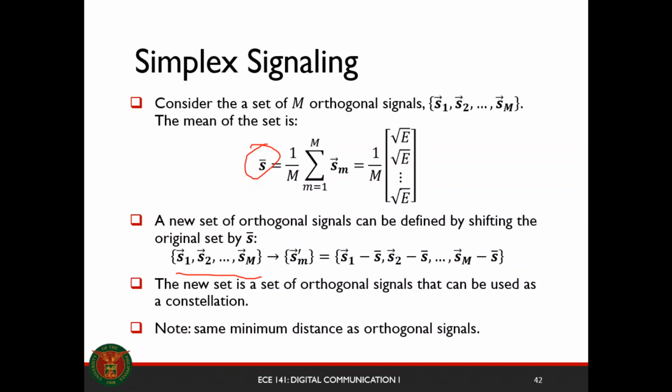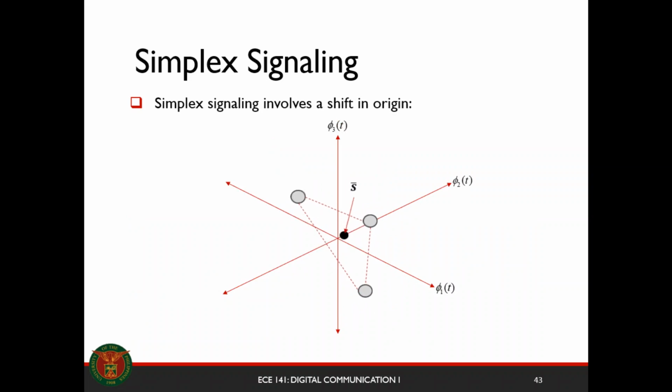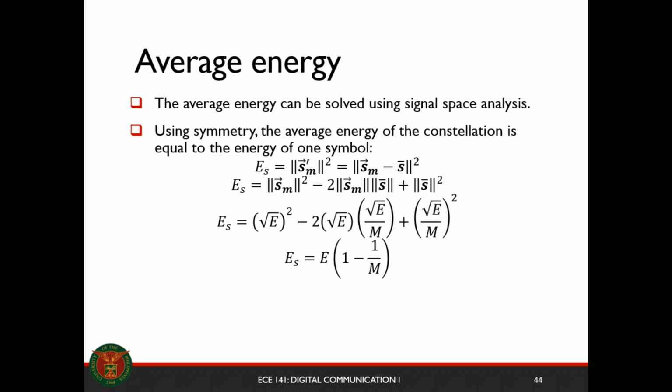So this is a visualization of what is happening. I have three signals. We get their mean, which is the centroid of the triangle that they form. And we shift the set of symbols such that the middle of these three symbols is the origin. So this is your simplex signaling. What's the advantage of simplex signaling? We actually have a reduced average energy.